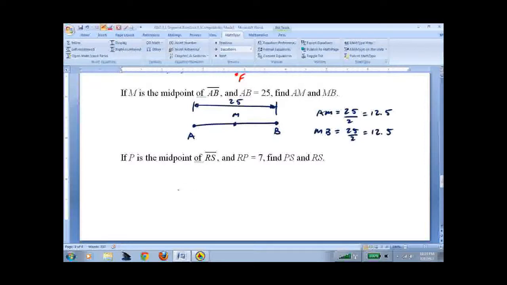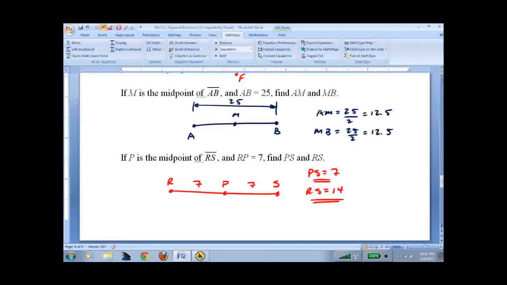P is the midpoint of RS. P, R, S. And it's a skill to know how to draw these, so make sure you understand how I did that. P is the midpoint, RS is the segment. RP equals 7. What's PS and what's RS? Well, like I just said, PS has to be the same, so it's also 7. 7 plus 7 is 14, so RS equals 14.